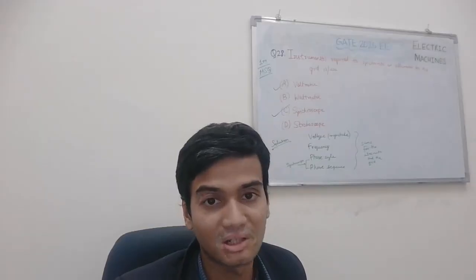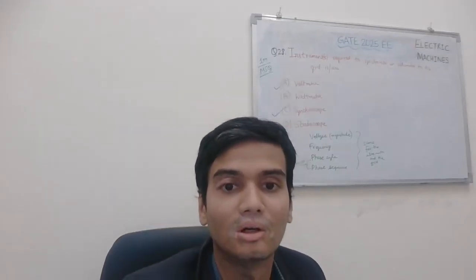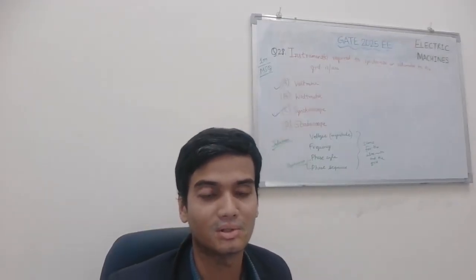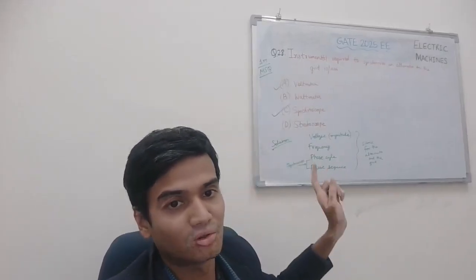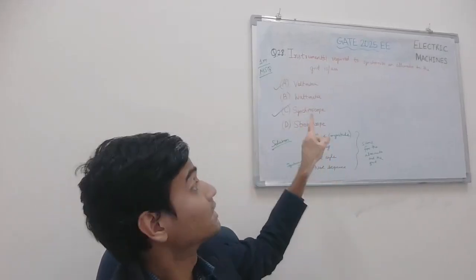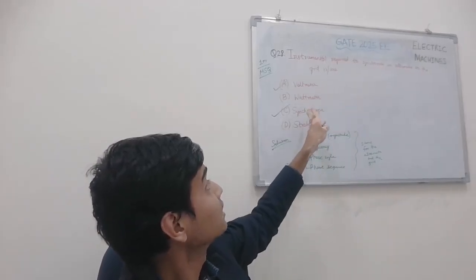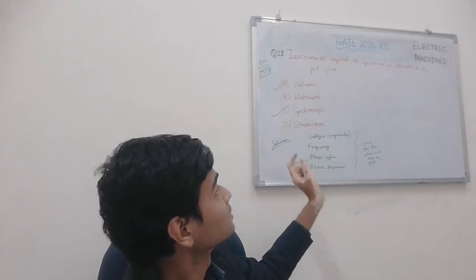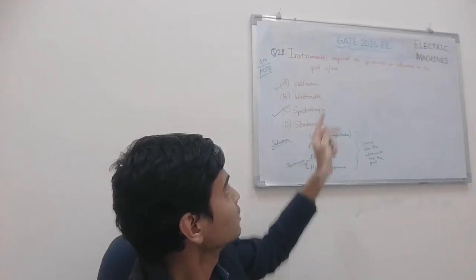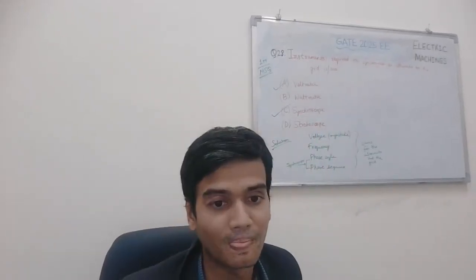So, basically, to synchronize the alternator to the grid, the instruments required are a voltmeter and an oscilloscope. Voltmeter for equalizing the voltage magnitude of the incoming alternator to the grid, and oscilloscope to synchronize the phase angle of the incoming alternator with the grid.